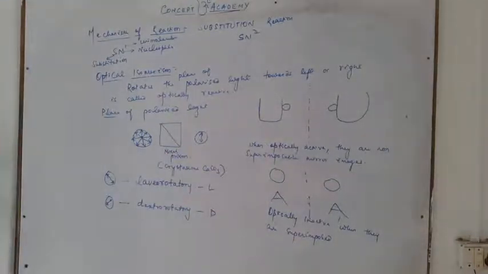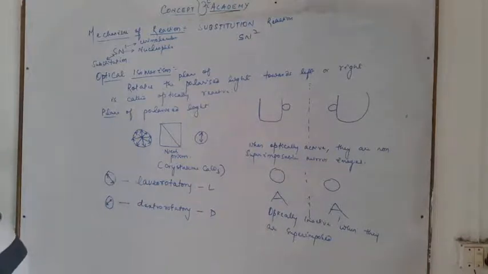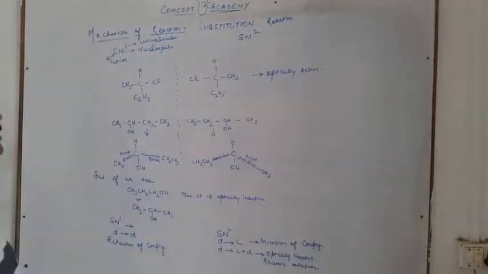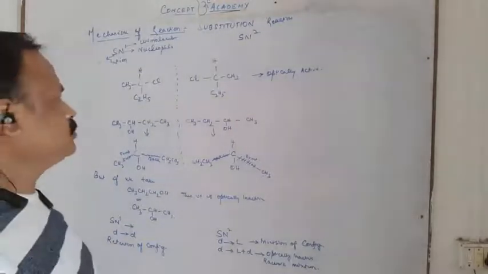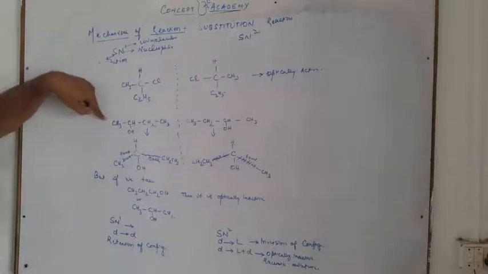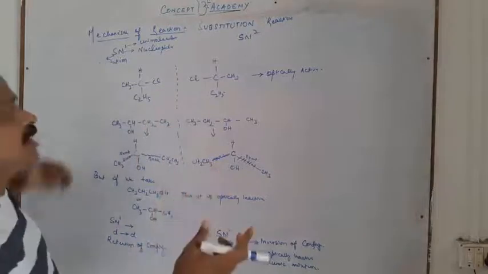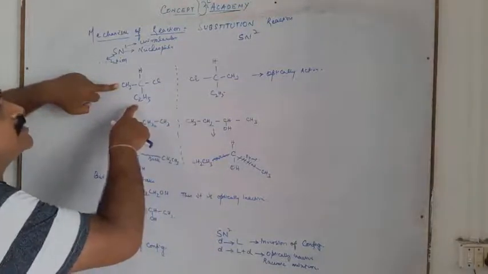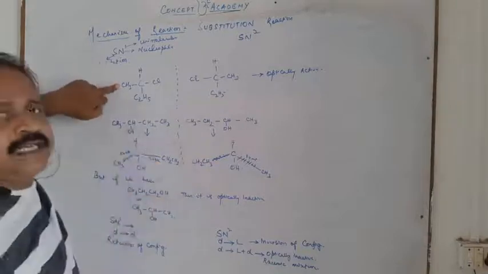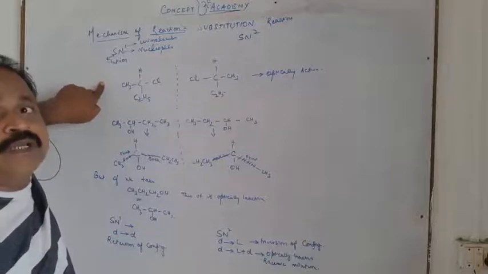Okay? So now let us take, for example, a chiral carbon atom. When we take the case of chiral molecules, a chiral molecule means one asymmetric carbon atom is there. See here, it is quite asymmetric because here C2H5 is there, here CH3 is there, so it is asymmetric. So these types of chiral molecules are optically active.